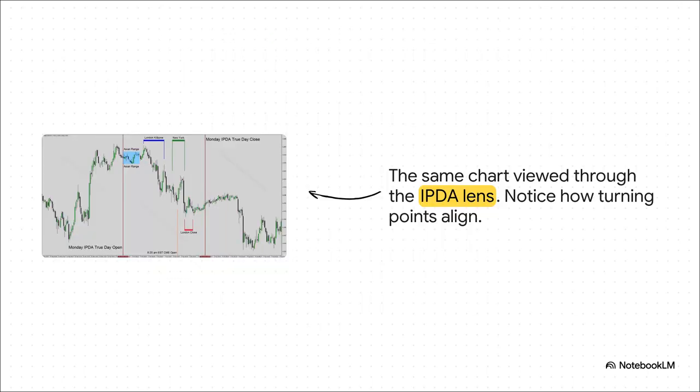And now, look at this. This is the exact same chart, but with our IPDA framework laid right on top. All of a sudden, everything just snaps into place. You see the structure, right? Those major turning points? They're not random at all. They're lining up beautifully with the time windows we just laid out.